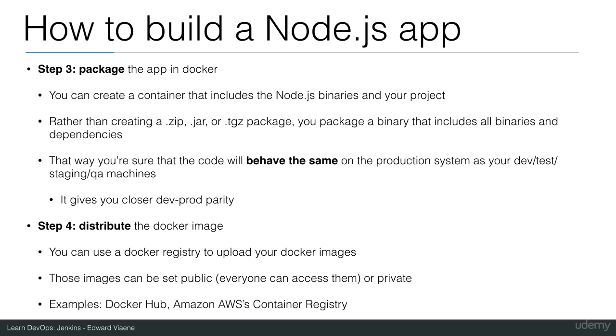Examples of a Docker registry are Docker Hub, which I mentioned earlier, or Amazon AWS Container Registry, which is another registry, or you can also run a Docker registry locally on a server, on-premise for instance. So those are 4 steps to build and package and distribute your Node.js application. In the next demo, I will show you how this works.